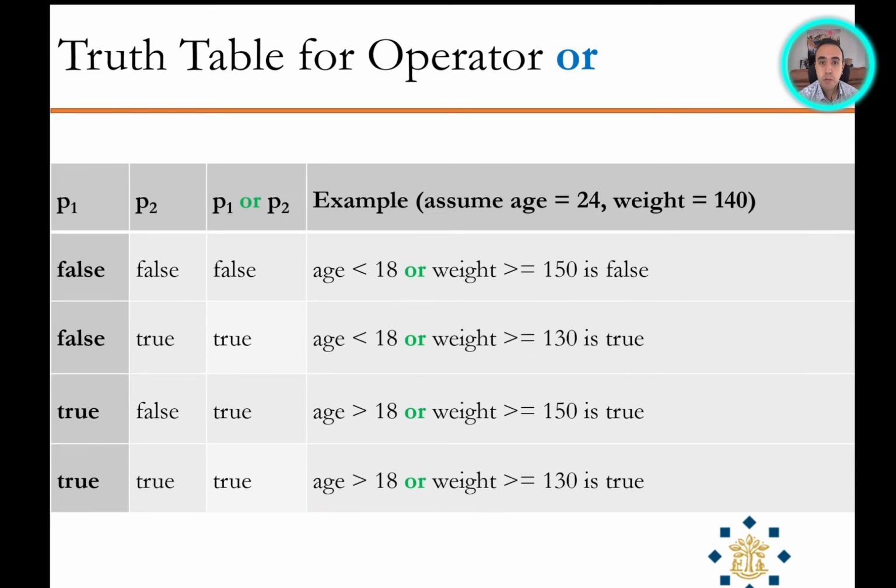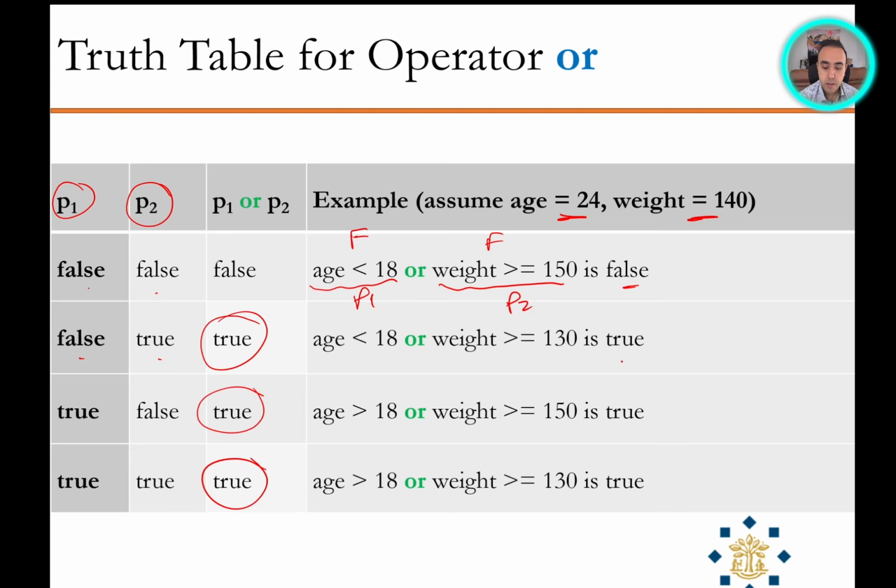And this is the truth table for the OR operator. So we have P1 and P2, and these are the according values of P1 and P2. Again, this one is P1, and this one is P2, and these are the assumed values. So if it's false or false, then it is false. In all the other cases, the end result is true, because this is an OR operator.